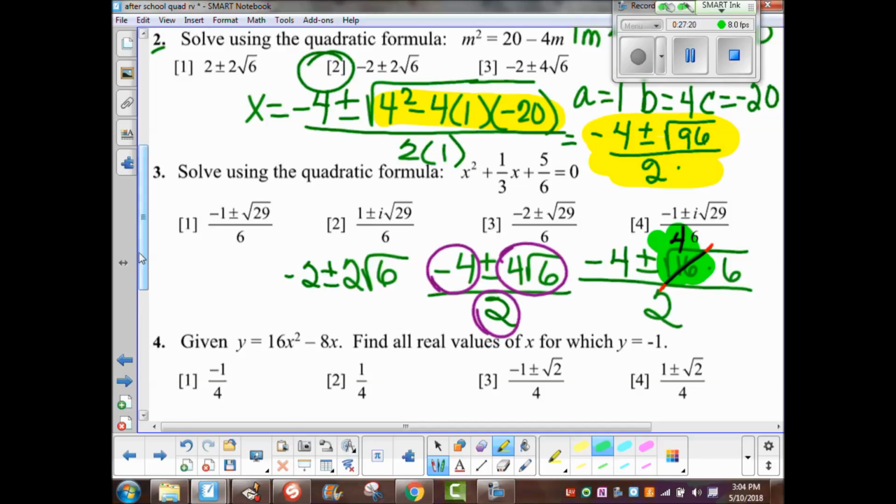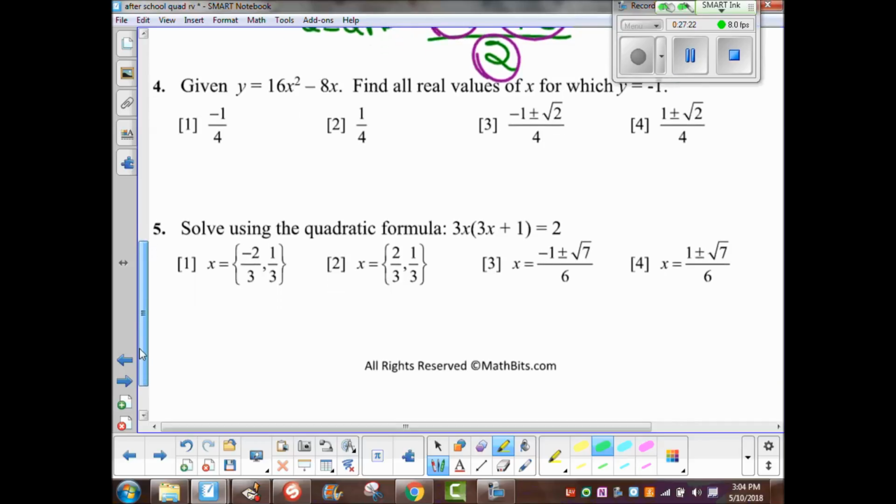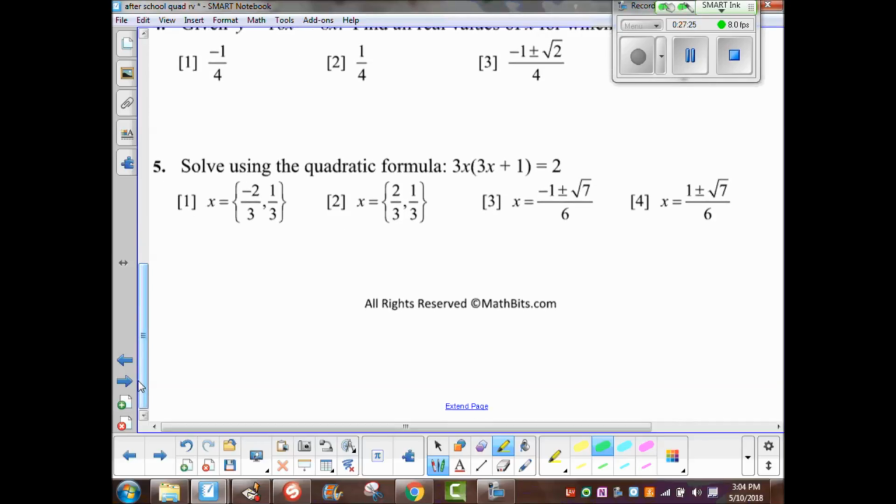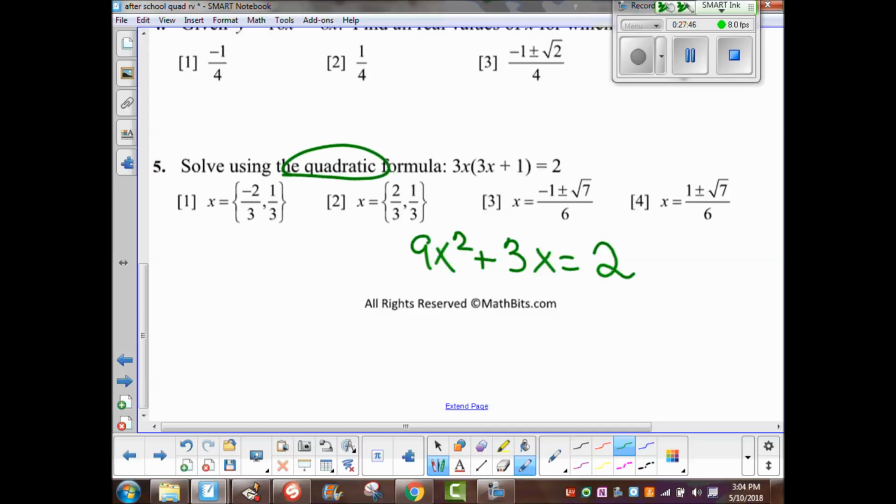Okay. Let's see. Maybe one more. Are we good? Want to do one more? Yes? Good. Number 5. Let's do that. What do you think we need to do with that equation first? Jackson? Yes. So we end up with 9x squared plus 3x equals 2. Now what do I have to do? If it tells me to solve it by the quadratic formula. Subtract 2. Because remember, I've got to get it in standard form set equal to 0.